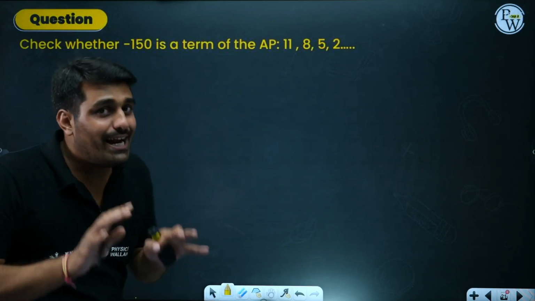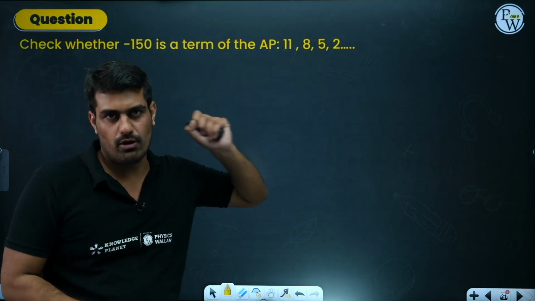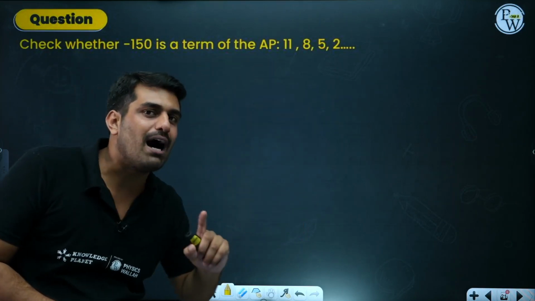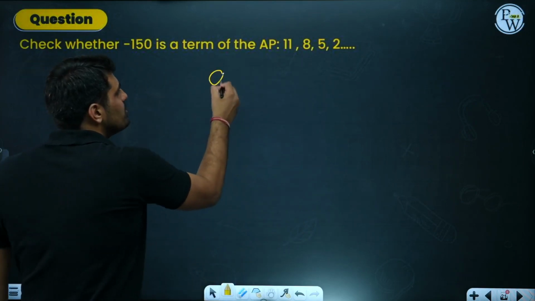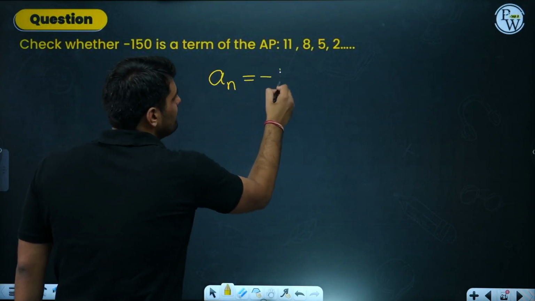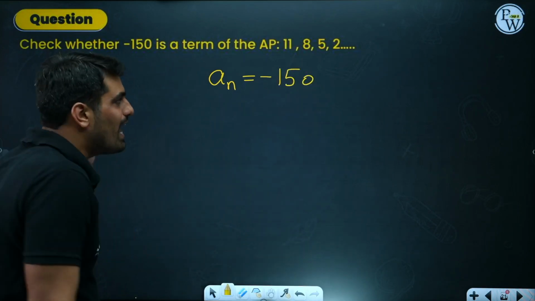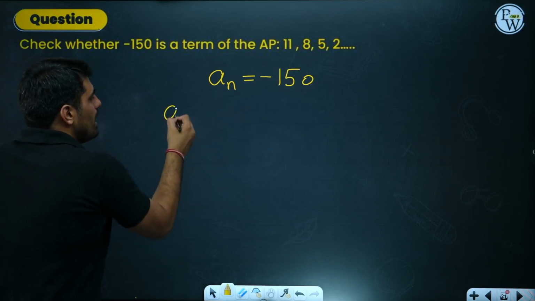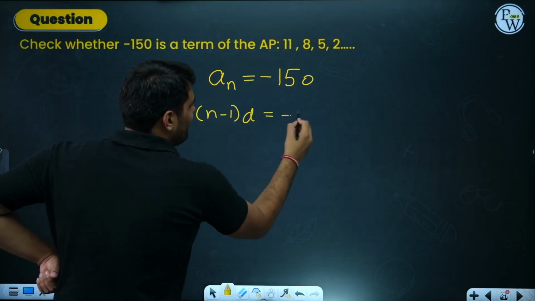Let me assume I don't know at the moment whether minus 150 is part of the AP or not. So let me assume that minus 150 is part of the AP. Alright, if I am assuming this, now what should happen? Let me use the formula: A plus (n minus 1) into D equals minus 150.